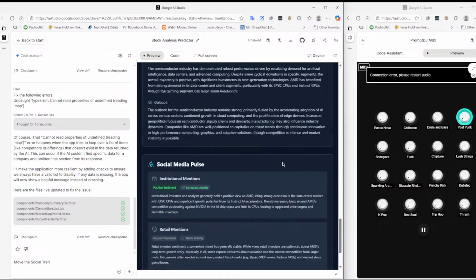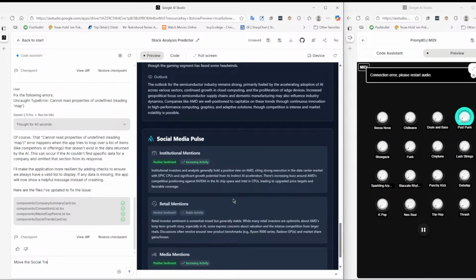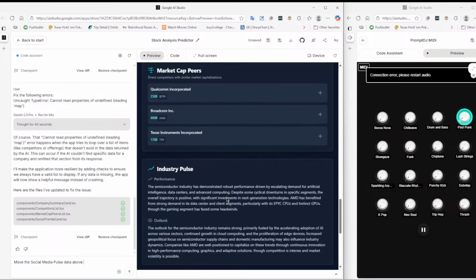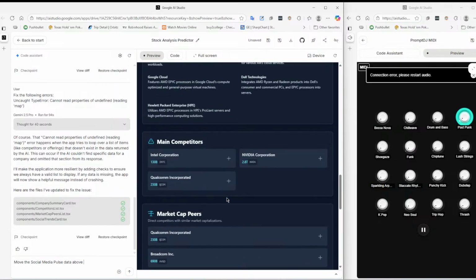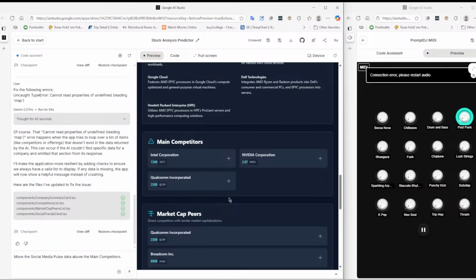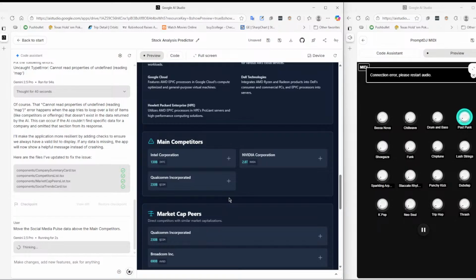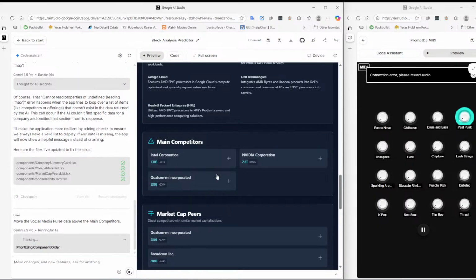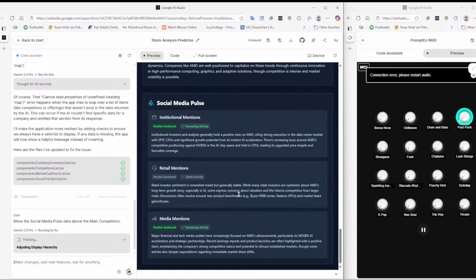Okay. Social trend information, social media pulse data, above the main competitors. All right, let's just start one at a time. So now it's gonna load up and it's gonna move this portion here above.